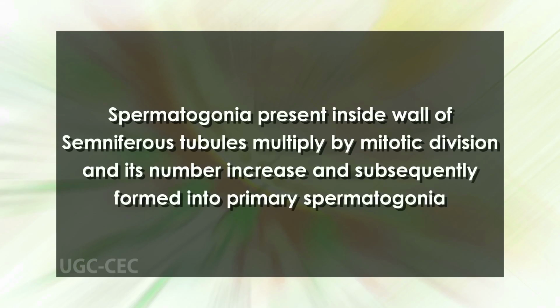It's the division phase in which the spermatids are formed from the primary spermatocyte. The spermatogonia present inside the wall of seminiferous tubules multiply by mitotic division and their number increases and subsequently form primary spermatocytes. In later phase, primary spermatocytes undergo meiosis I, leading to the production of two spermatocytes which have a haploid number of chromosomes, called secondary spermatocytes. Then it undergoes second meiotic division, which is equivalent to mitosis, leading to formation of 4 haploid spermatids.